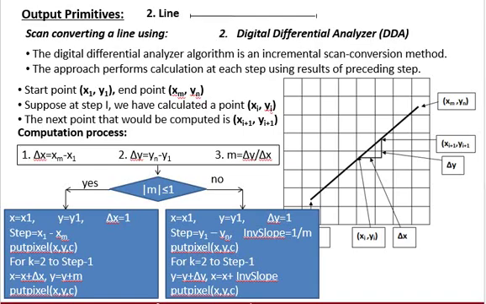If 1 is greater than m, if yes, it will go for these functions, and if no, it will go for these functions. Here we can see that the value of x will be x plus del x and y equals y plus m. And on the other side, y equals y plus del y and x equals x plus 1/m.